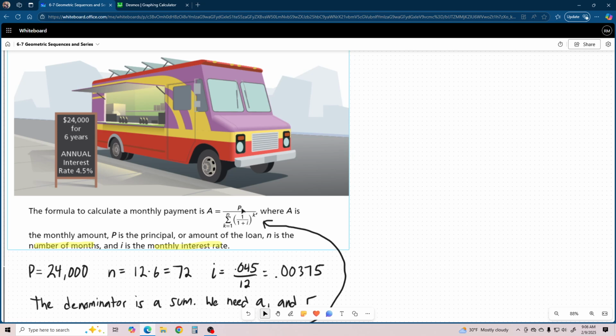So P we determined was the principal. In other words, how much is the loan? So in this case, it's 24,000, right? So that's easy. We don't have to do anything with that. The amount of the loan is the amount of the loan. The other stuff is talking about how often we're going to be paying it, right?